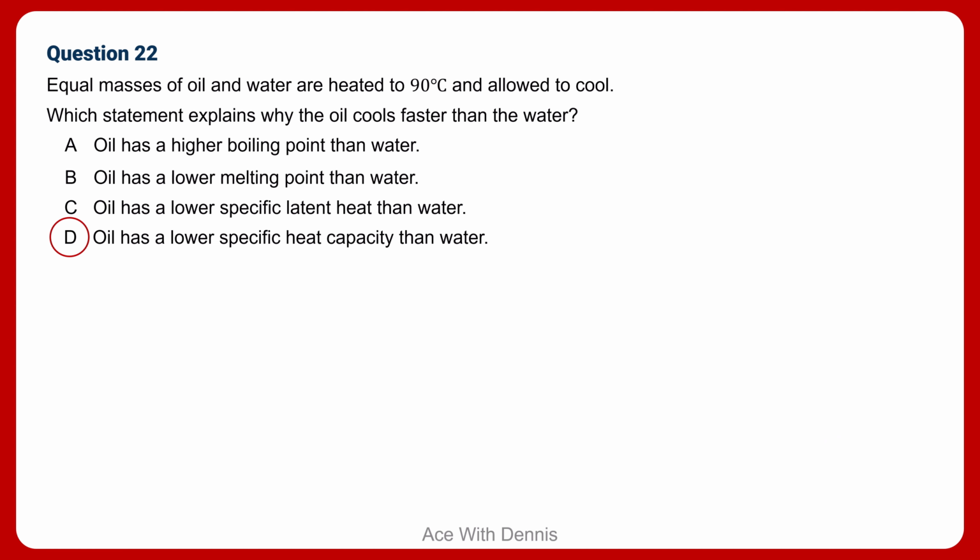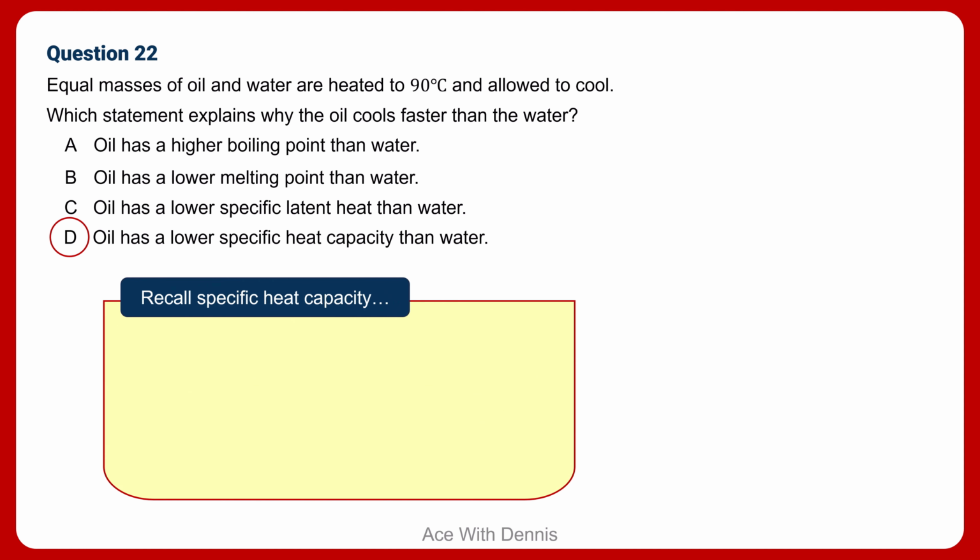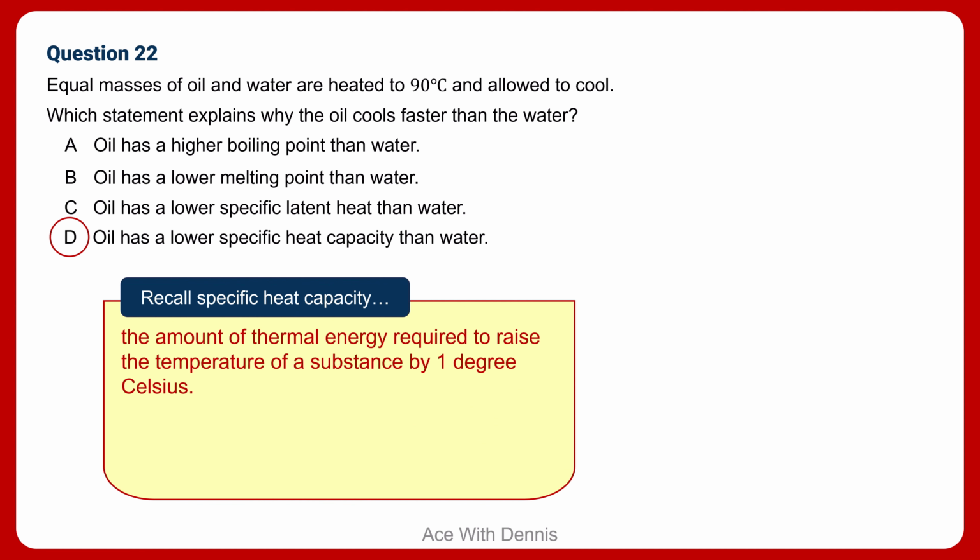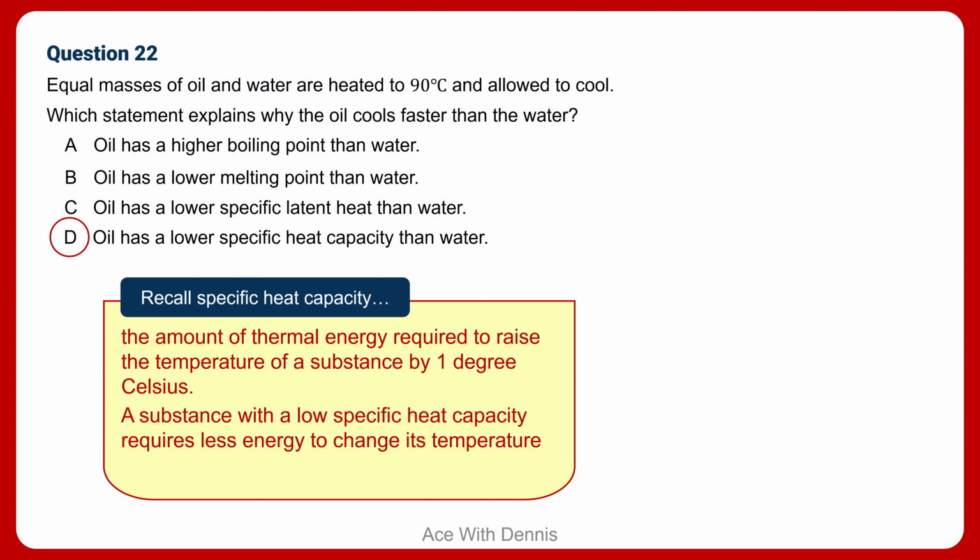The answer is D. Oil has a lower specific heat capacity than water. Let's recall what specific heat capacity is. The definition is the amount of thermal energy required to raise the temperature of a substance by 1 degree Celsius. A substance with a lower specific heat capacity requires less energy to change its temperature, which means that it heats up and cools down more quickly.